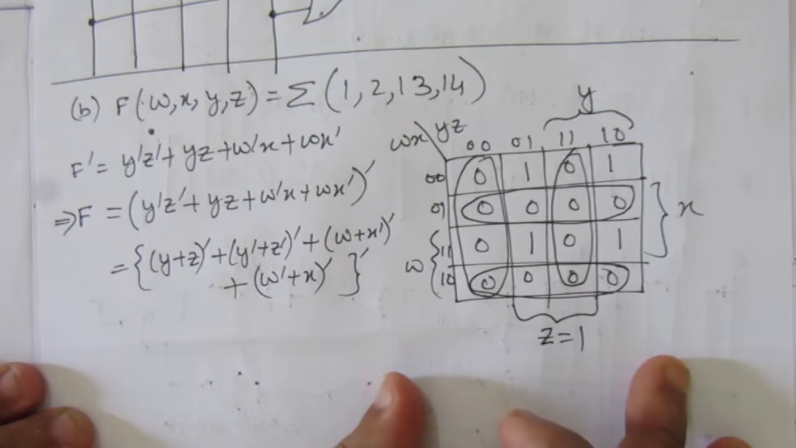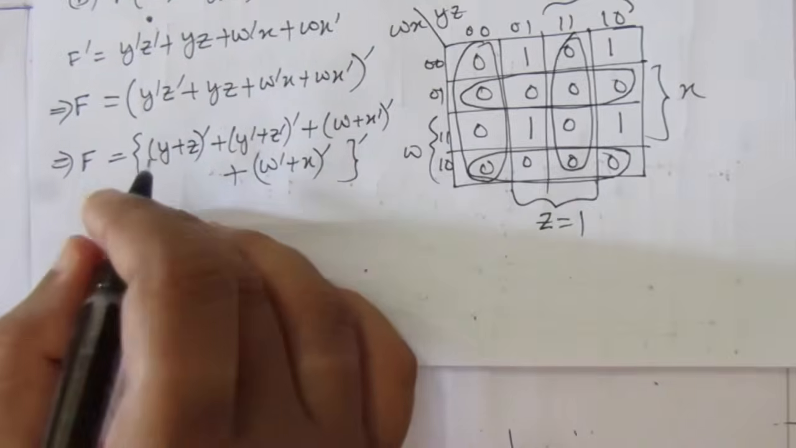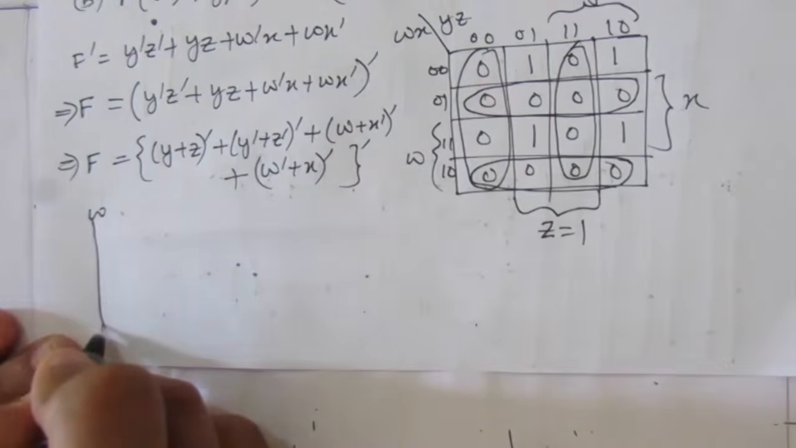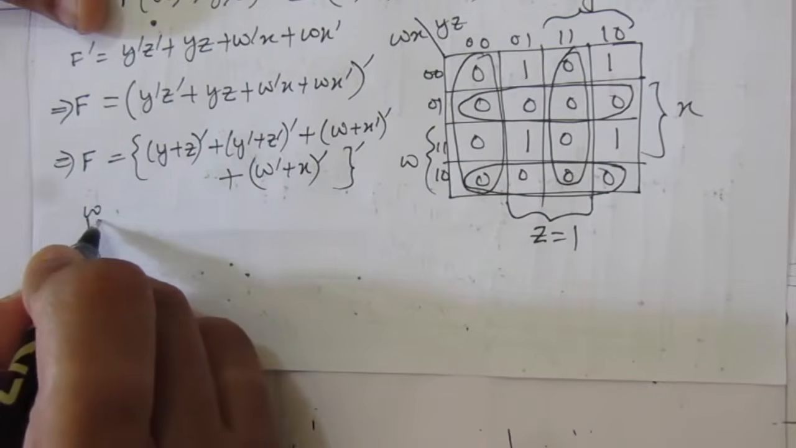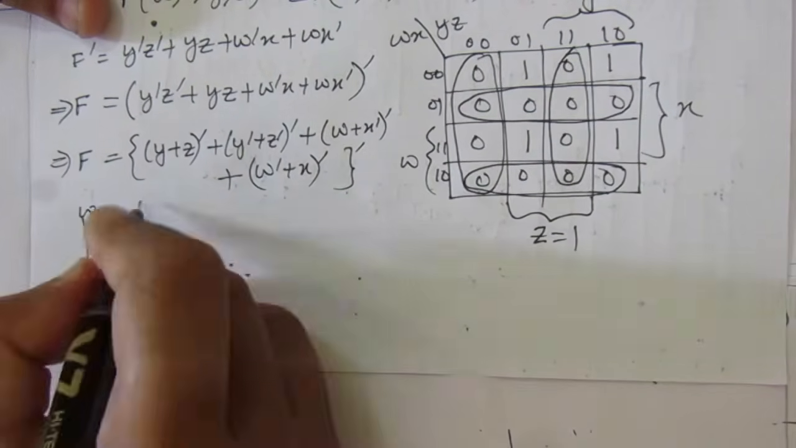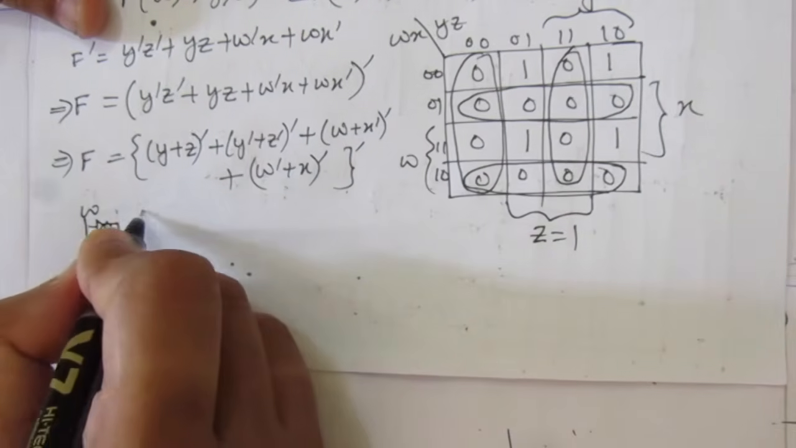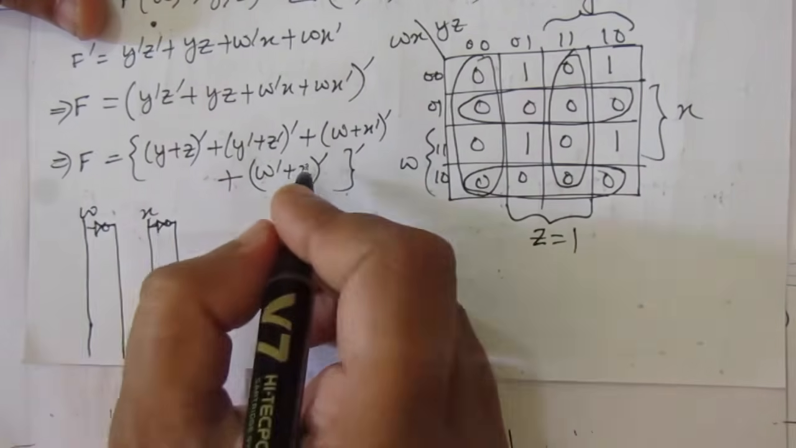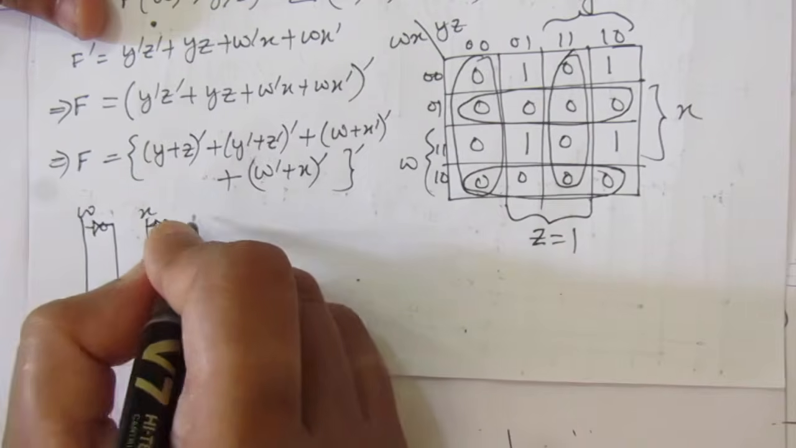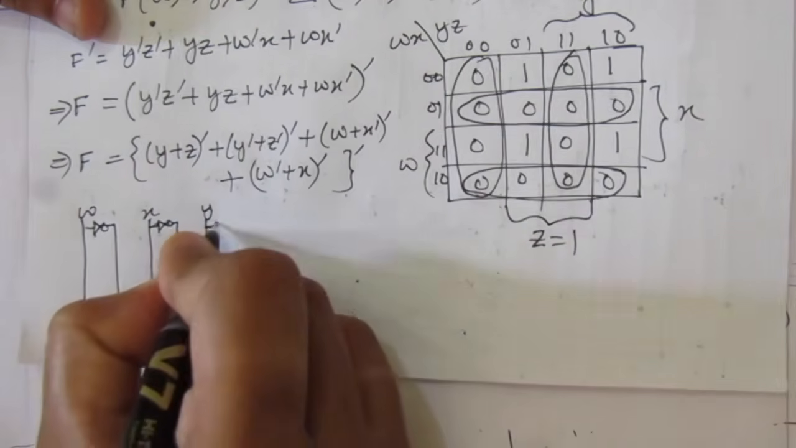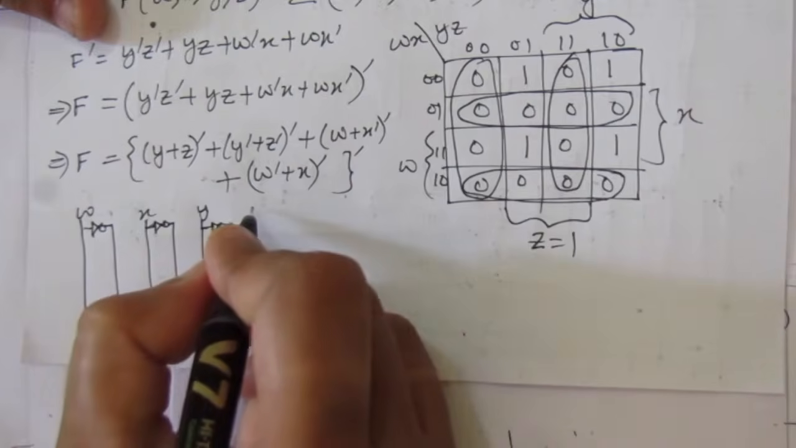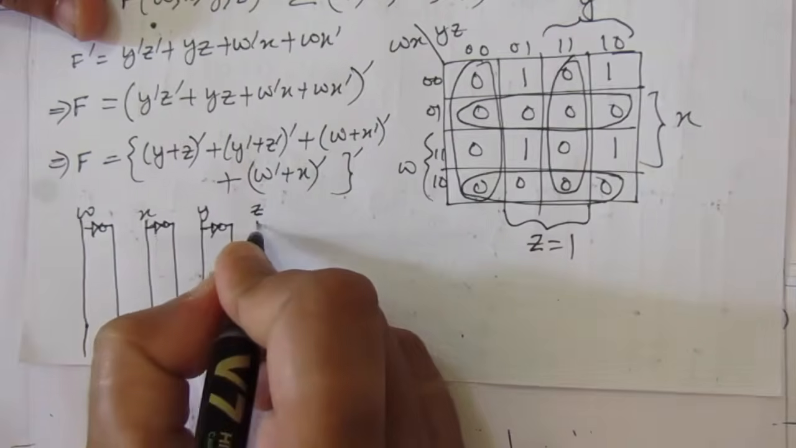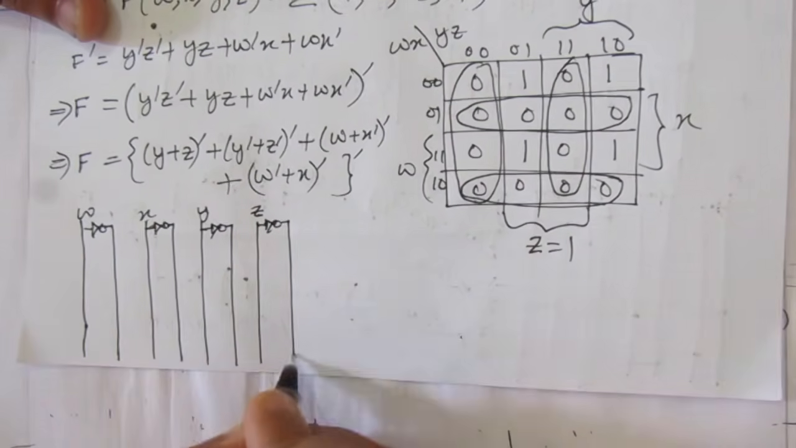Now we can draw the logic diagram of this circuit. We have w, x, y, and z. This is the w line; we use an inverter here and we'll get w bar. Then we have x and x bar: x is this line, and if we use an inverter we get x bar. Similarly y and y bar, and for z also, z is this line, and with an inverter we'll get z bar.